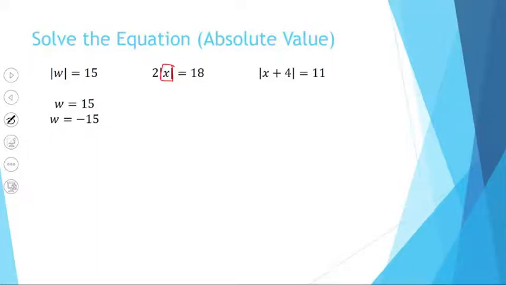Right? And since that's 2 times the absolute value of x, the opposite of 2 times is dividing. So just like any other algebra, we'll divide here. So dividing by 2 cancels out with a 2, but we still have the absolute value of x equal to 9. So it's kind of like the first example. X can be two things here. X can either be a positive 9 or a negative 9. Okay, so you have your two solutions there.